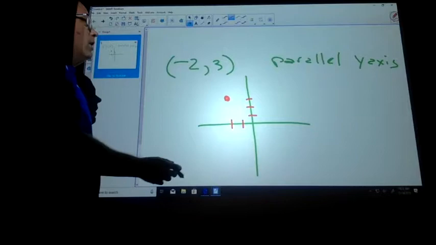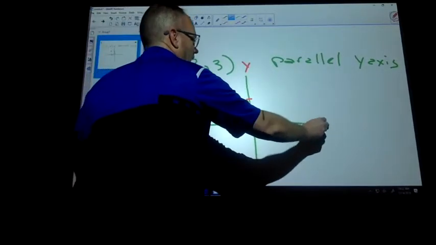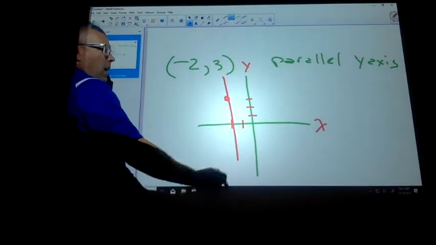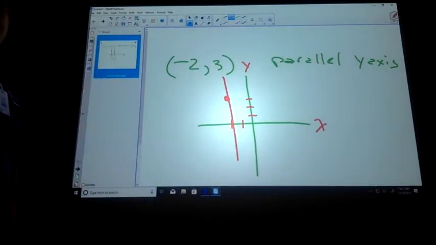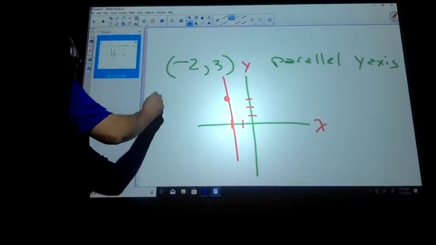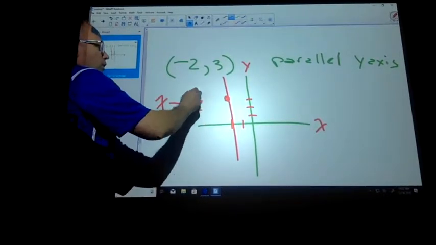So what you have to look at is this is the y-axis, this is the x-axis. We want to be parallel to this. So if I go parallel, that has to be a vertical line. What's the equation of a vertical line? Yeah, the answer is x equals -2.